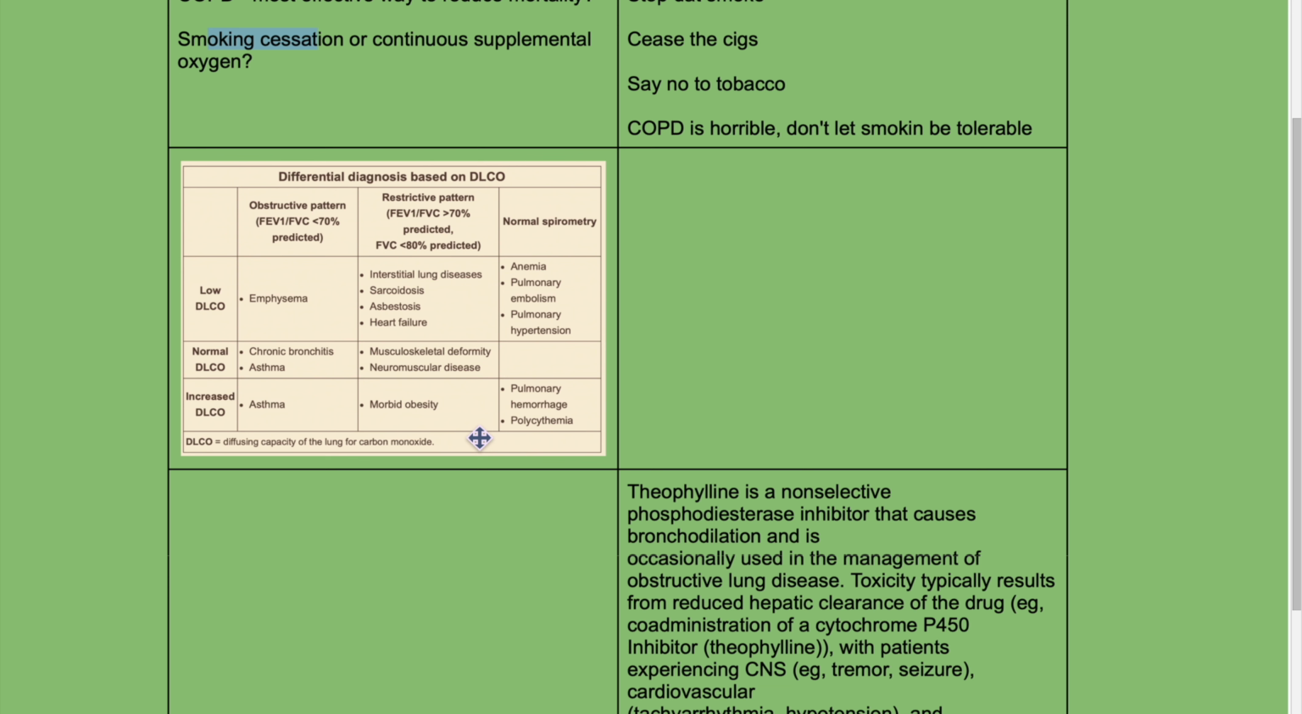Okay. Normal spirometry with low DLCO: anemia, pulmonary embolism, pulmonary hypertension. So if spirometry is normal but DLCO is low, it could be because of anemia, pulmonary embolism, or pulmonary hypertension. Normal DLCO and normal spirometry, then nothing's wrong. Increased DLCO is seen in pulmonary hemorrhage and polycythemia.